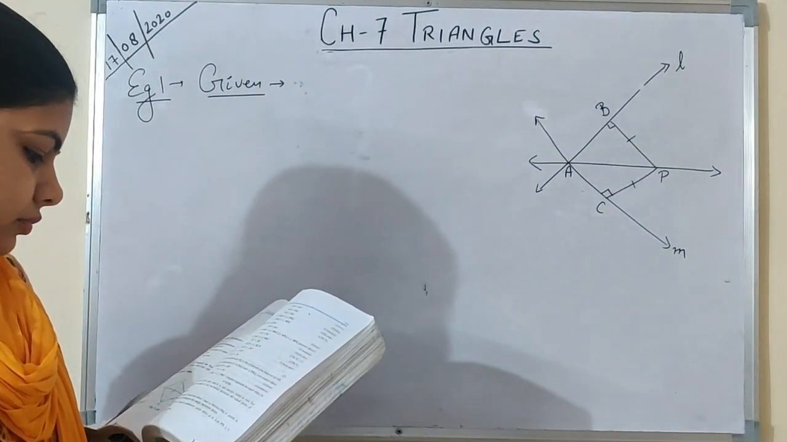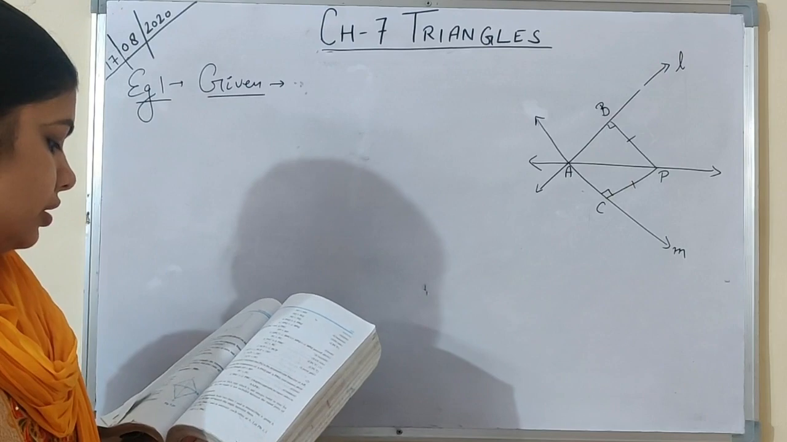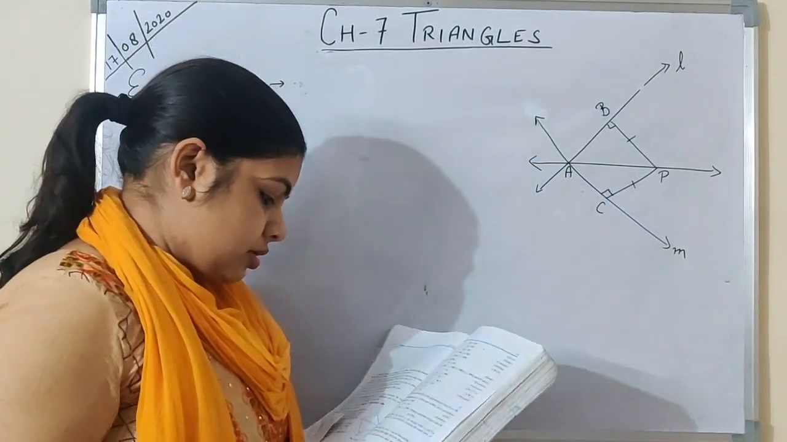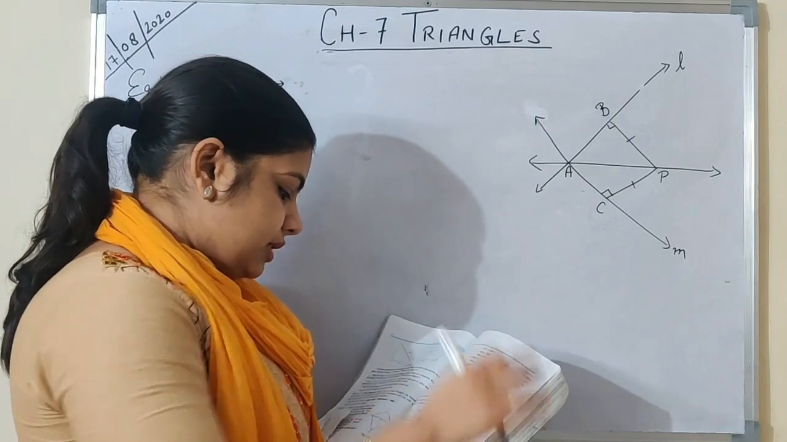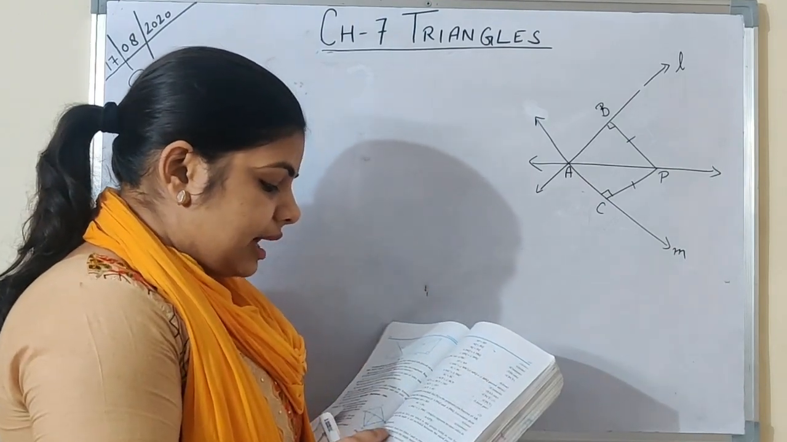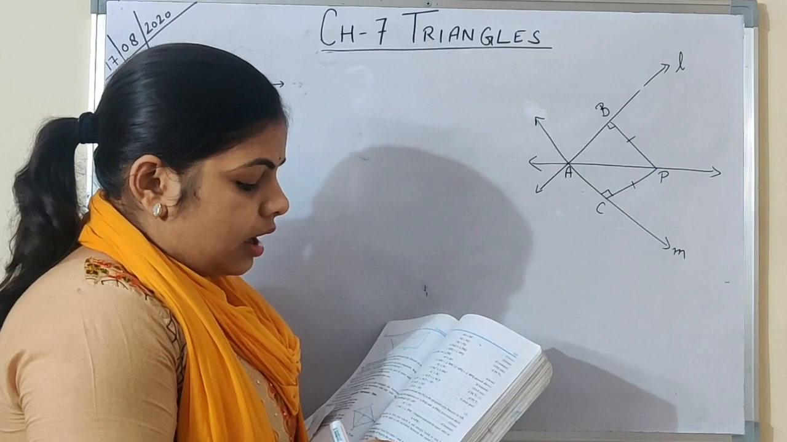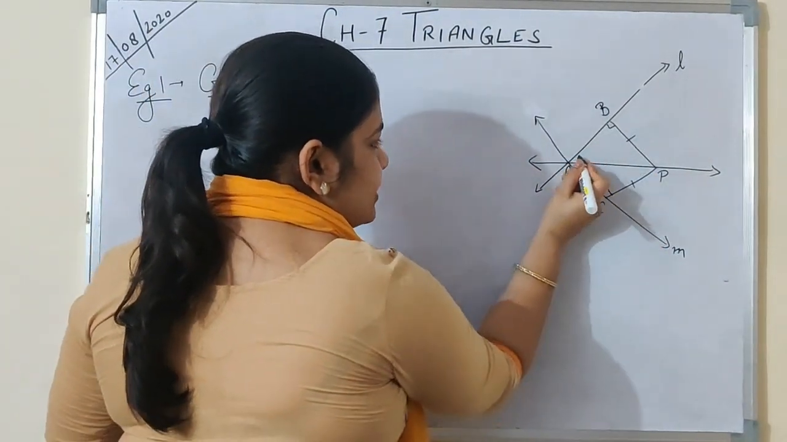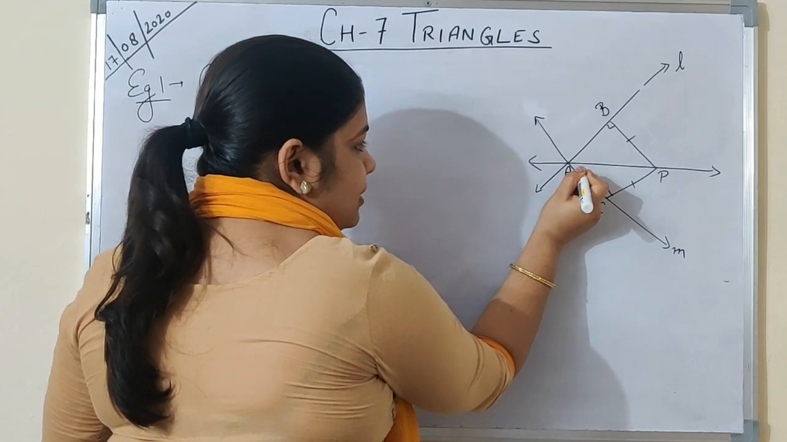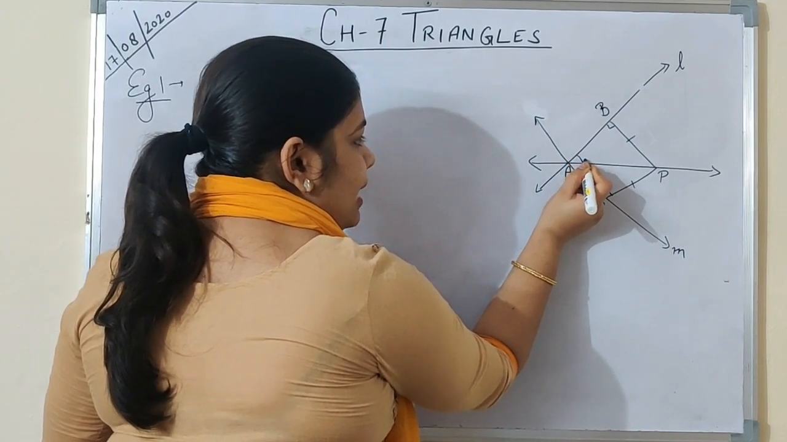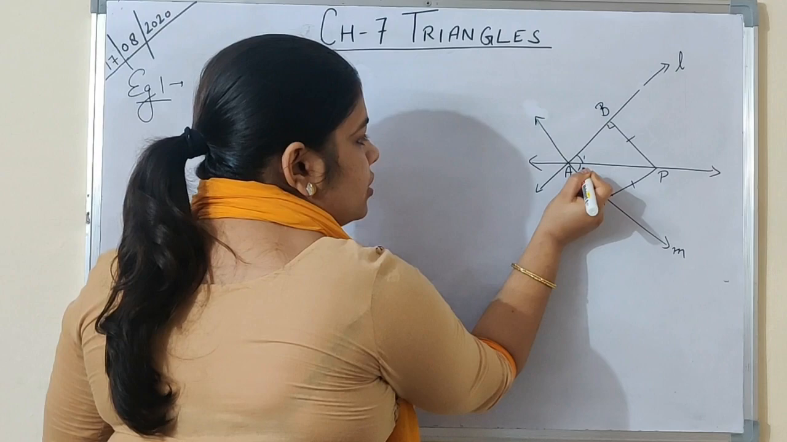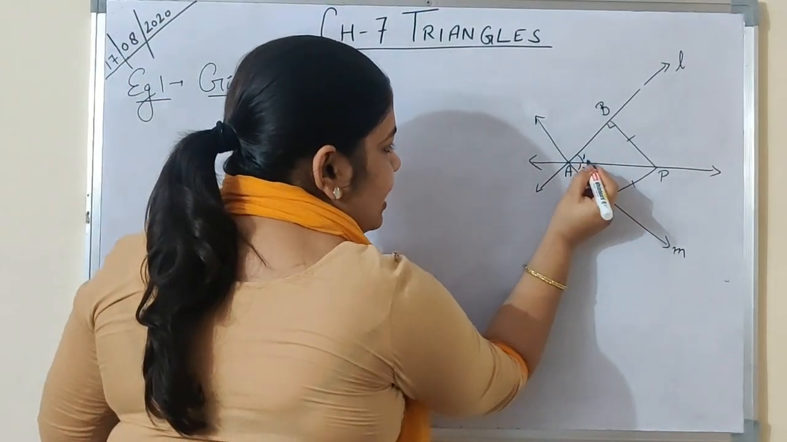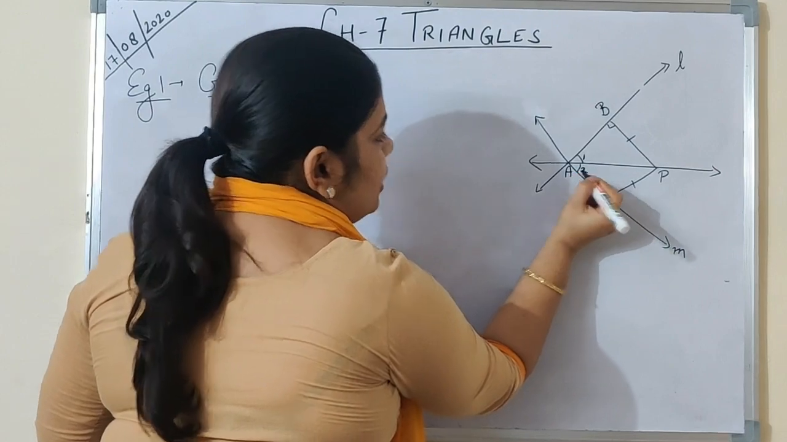You can see that they are intersecting at a point A. Then show that the line AP bisects the angle between them. So we have to show that AP bisects the angle between them. That means we have to prove that angle 1 is equal to angle 2. So I am just naming the angles. I have named this angle 1 and this angle 2.